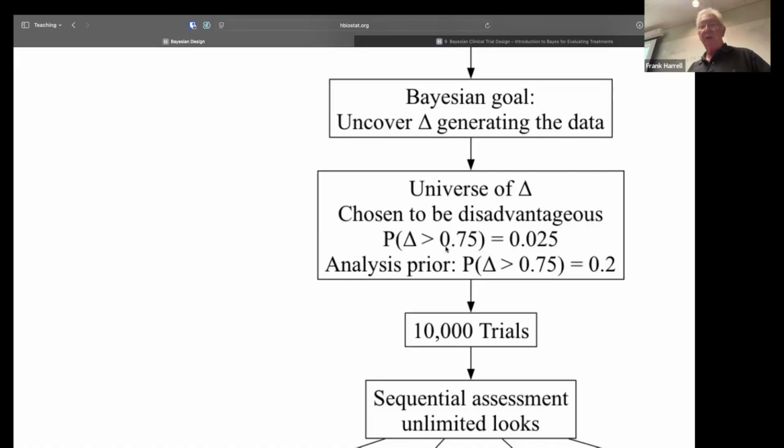The probability the treatment effect is harmful, so less than minus 0.75, is also 0.025. So we have a very small probability of a very large treatment effect. But the way that we're analyzing the data is we're more favorable to a large treatment effect. So instead of 0.025, we're using 0.2. So that's quite a heavier tail out there. Much more likelihood of a big treatment effect in the way we're analyzing the data. That's the analysis prior. This is the simulation, or what's sometimes called the sampling prior.